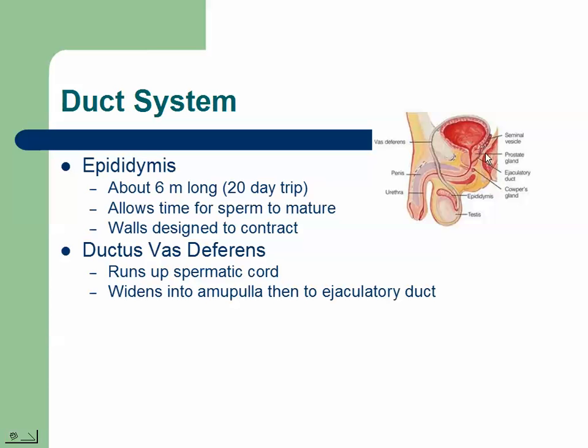Okay, at the very end, it's going to widen into something called an ampulla, and that's right here. It actually isn't labeled here, but it widens right before it leads through the prostate. So that's sort of a staging area for the sperm until ejaculation actually occurs.